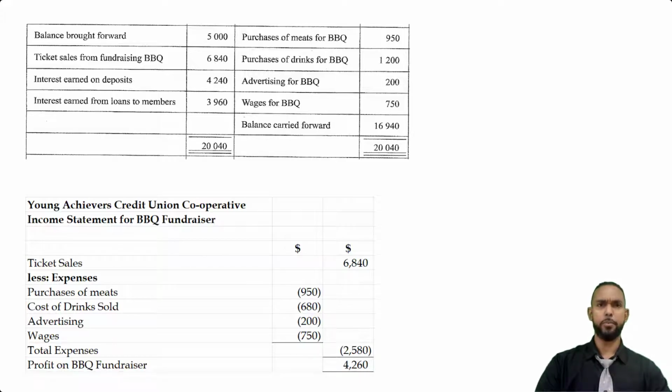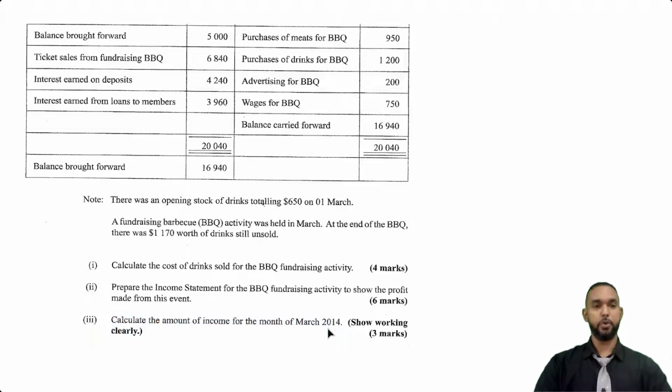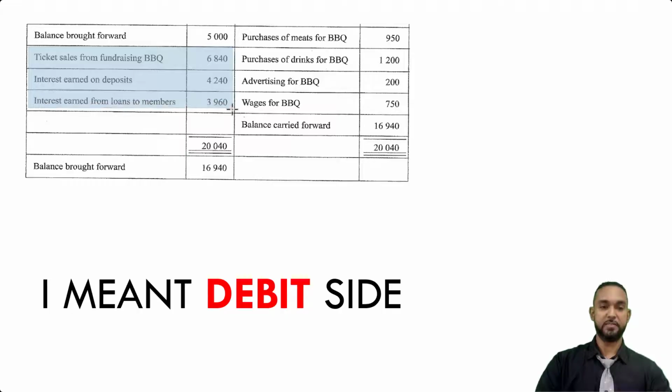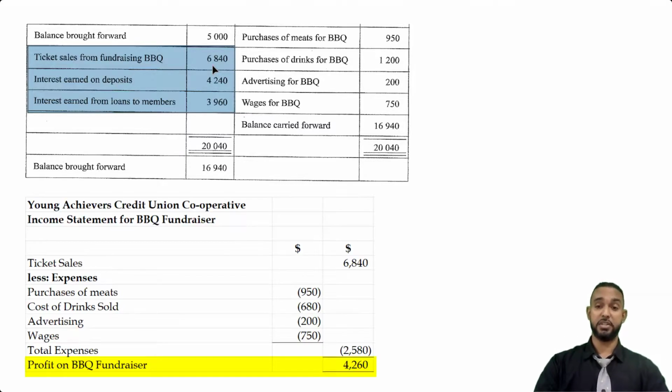Okay, I think there's one more part. Let's take a look quickly. So it's asking us to calculate the amount of income for the month of March 2014. Show working clearly. So if we go back up to the receipts and payments account, the credit side shows the inflows or receipts. So we have the ticket sales from barbecue. Now, this is not the net income from it. That's going to be the profit that we just calculated.